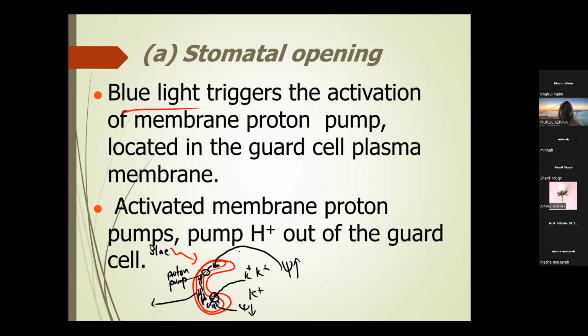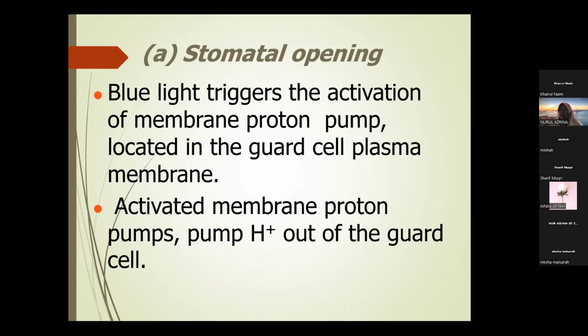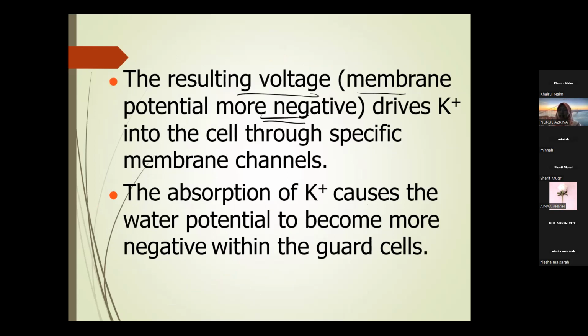So as the cell becomes turgid, the guard cell will be bowed and the stomata will open. Okay, so you can see from here. Again, earlier, when the voltage or membrane potential becomes more negative, it will drive potassium ion to diffuse into the cell through specific membrane channels. Absorption of potassium ion causes the water potential to become more negative in the guard cell compared to the water potential in the surrounding tissue.